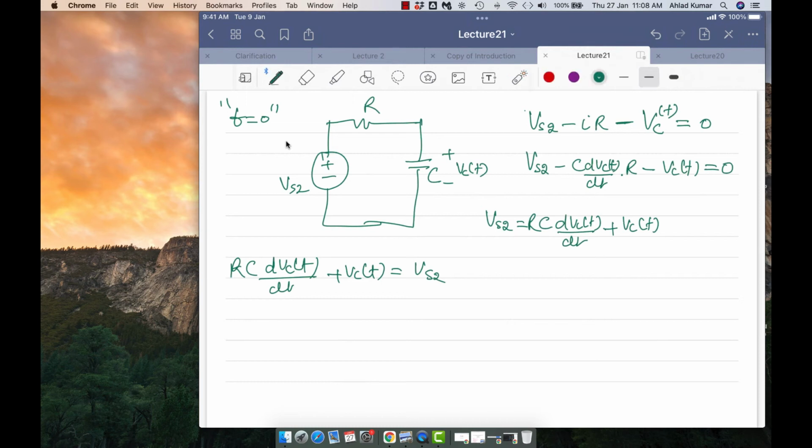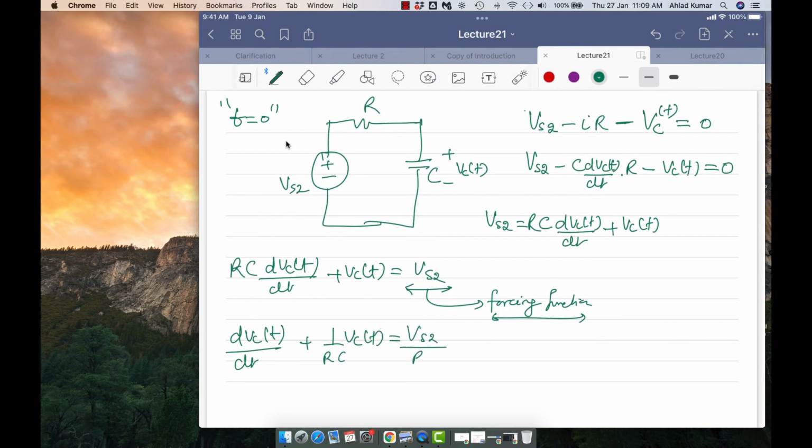This is just the terminology, and this is basically called a forcing function, because you are forcing using the voltage source. And if it were a current source, then we would have a current source here. Keep this in mind, okay? And it's a first order differential equation. So now if I divide by RC on both the sides, what I get is 1 by RC Vc(t) equal to Vs2 by RC.